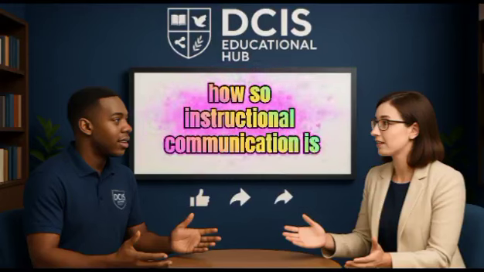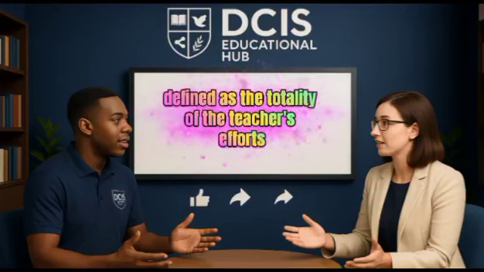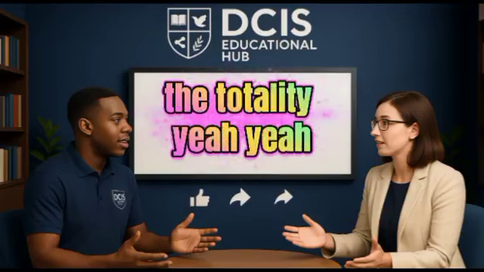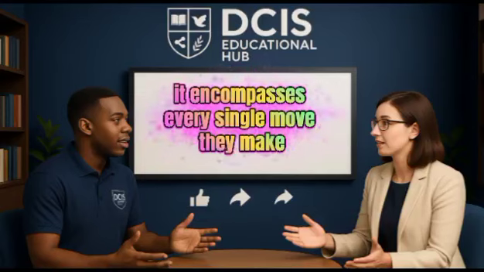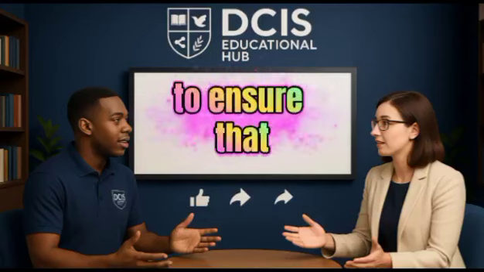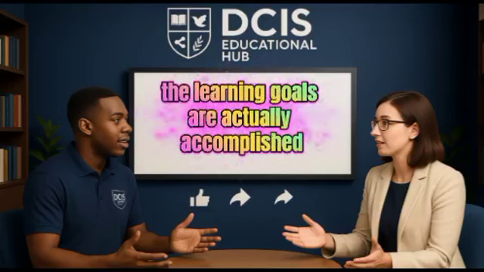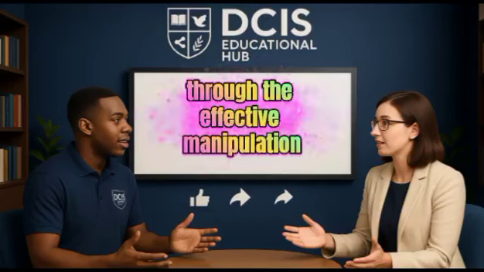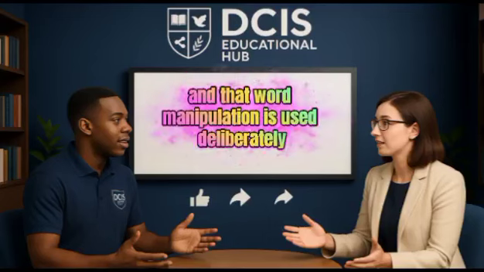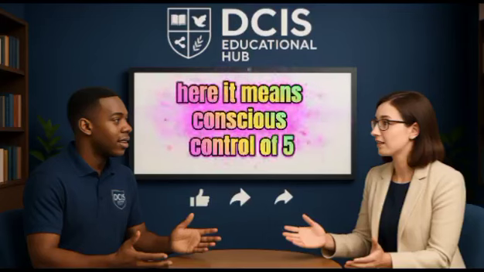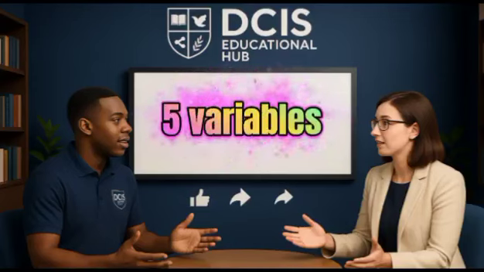How so? Instructional communication is defined as the totality of the teacher's efforts, everything they do. It encompasses every single move they make to ensure that those stated instructional objectives, the learning goals, are actually accomplished. Okay, and how do they do that? Through the effective manipulation, and that word manipulation is used deliberately here, it means conscious control of 5 critical variables. 5 variables. Okay, what are they?